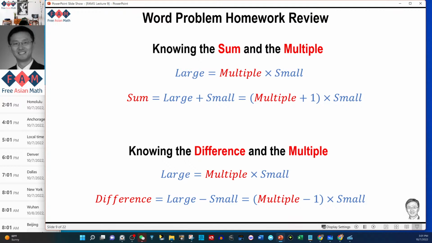It's a very powerful relationship. So with those 2 relationships, there's a quantity that's a multiple of the other. And when you include or exclude that small number itself, the sum or difference results in a plus 1 or minus 1 inside the parentheses.